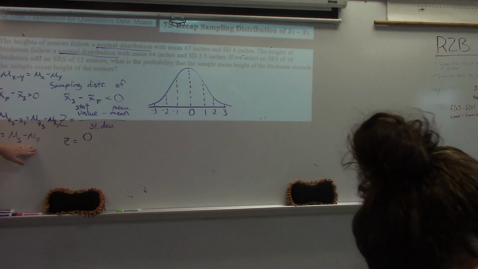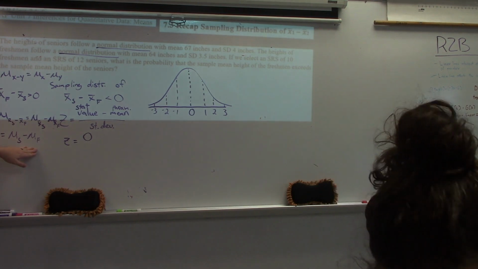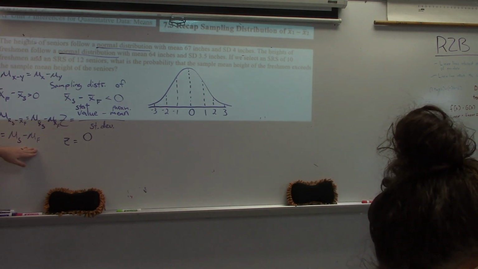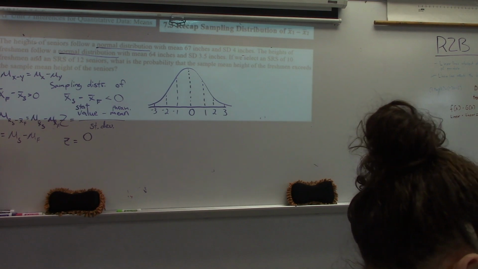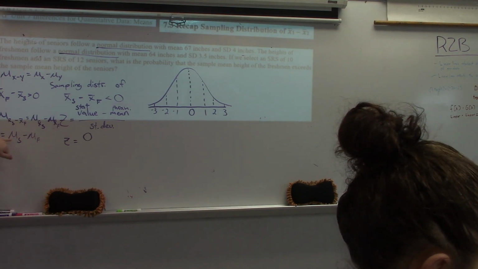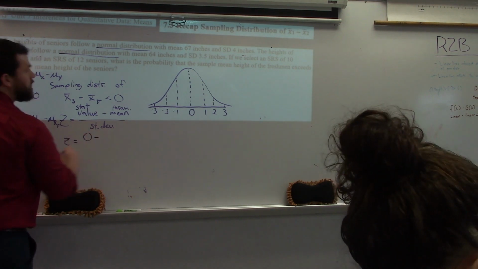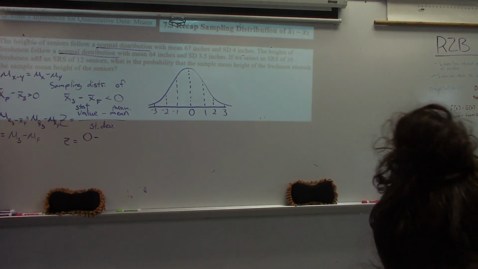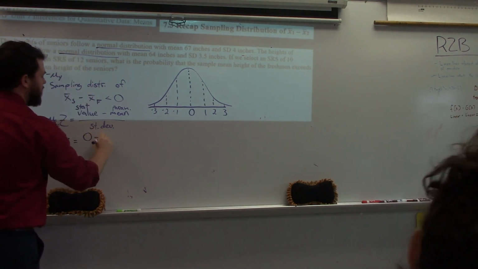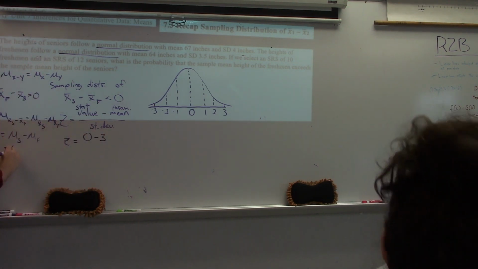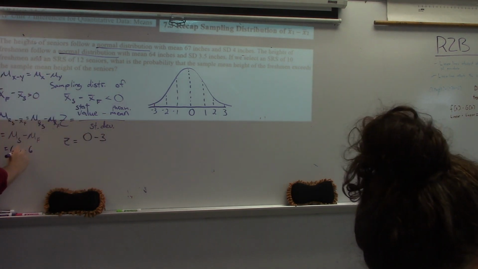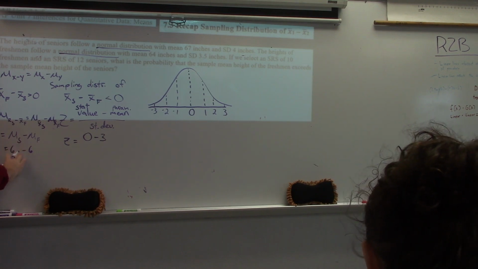Haley, Lexi. This is an important review piece. I'm trying to review as much as possible while teaching new stuff. Okay. All right. So, mean of seniors minus mean of freshmen. What do we get? 3. Yes, 67 minus 64 is 3, right? Thank you. So, don't forget, we've got a formula sheet.